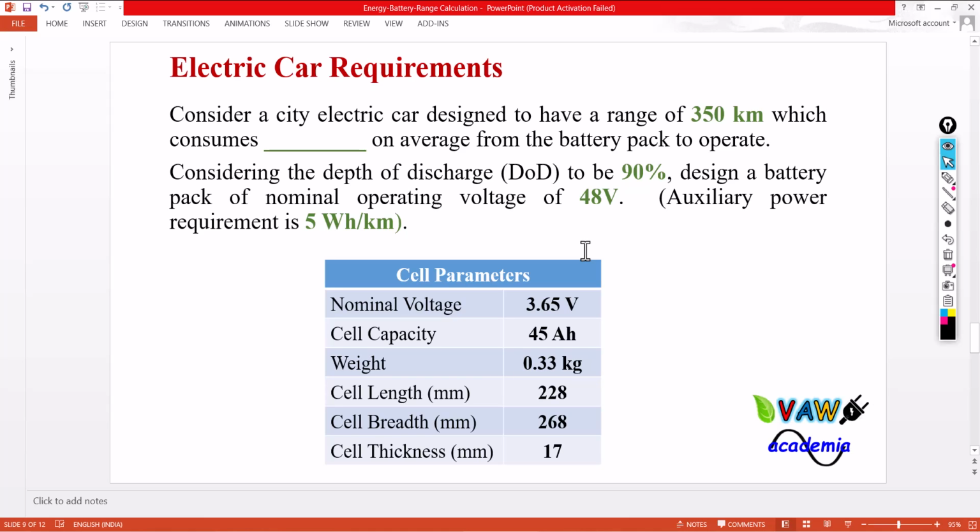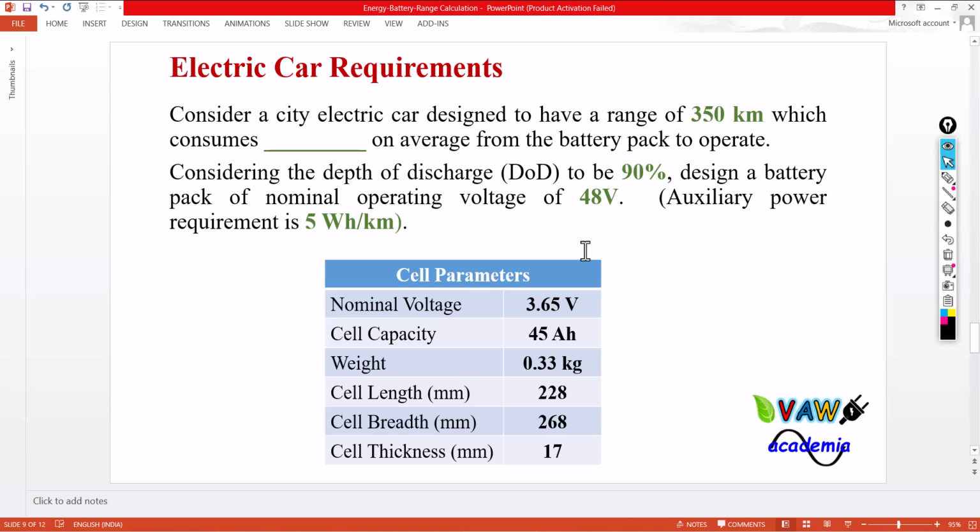You can use one more auxiliary battery, that is a lead acid battery, for providing power supply to your vehicle accessories, say headlight, cabin lights, parking lights, and various sensors. Those things require power, so you can use a separate battery. Otherwise, the second way is you can include that capacity in the main battery also. In such cases, you must include the auxiliary power requirement in the battery pack design itself.